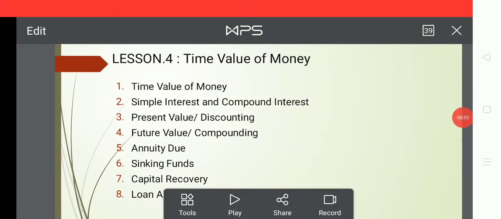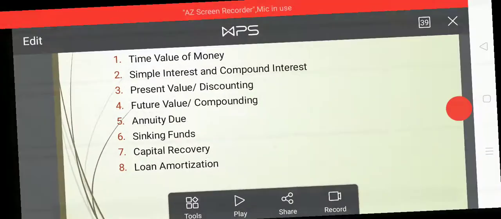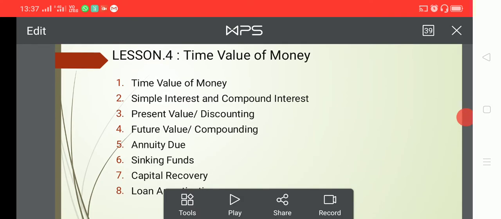Good afternoon, everyone. Today we'll start with lesson 4, time value of money. This is part of unit 2. We've already covered 3 chapters where we covered the basics of financial management, then economic value addition, DuPont analysis, CVP analysis, and in the last unit we discussed long-term financing instruments. Now we are discussing time value of money.